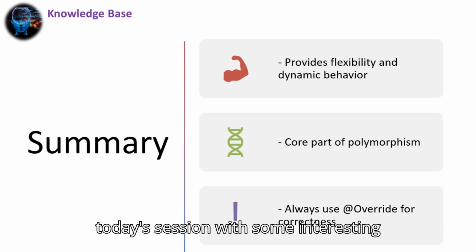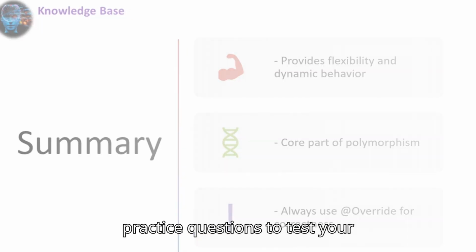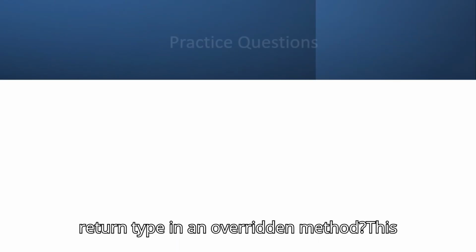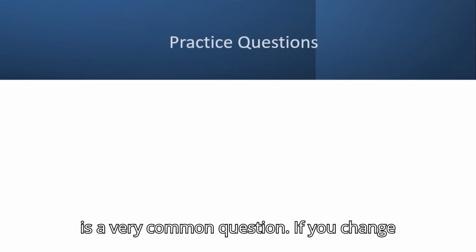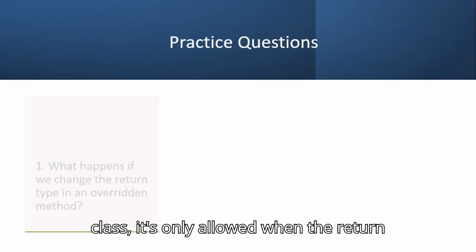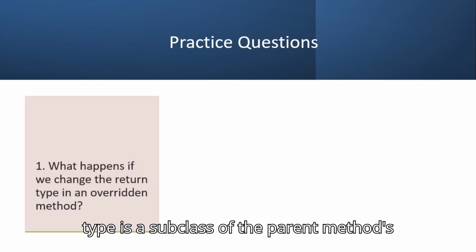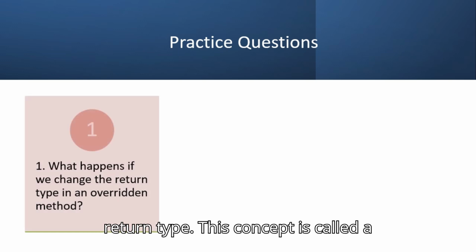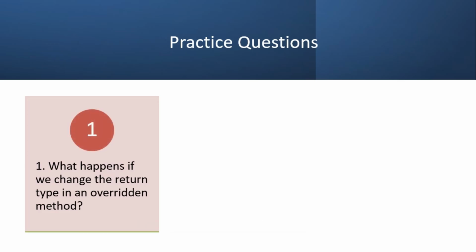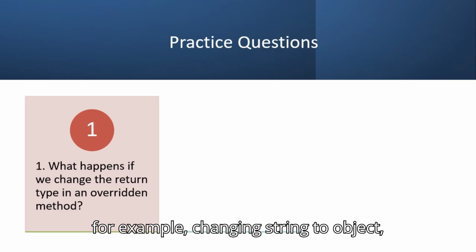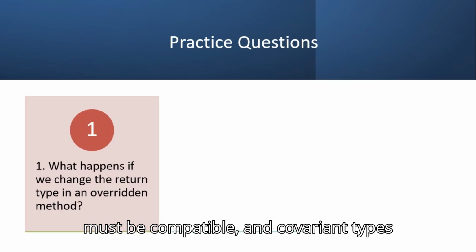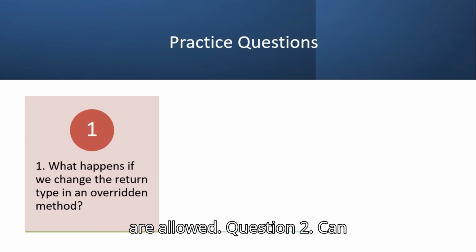Now let's wrap up today's session with some interesting practice questions to test your understanding of method overriding in Java. What happens if we change the return type in an overridden method? This is a very common question. If you change the return type of a method in the child class, it's only allowed when the return type is a subclass of the parent method's return type. This concept is called a covariant return type. But if the new return type is unrelated or more general, for example, changing String to Object, then Java will throw a compile time error. So remember, return types must be compatible, and covariant types are allowed.